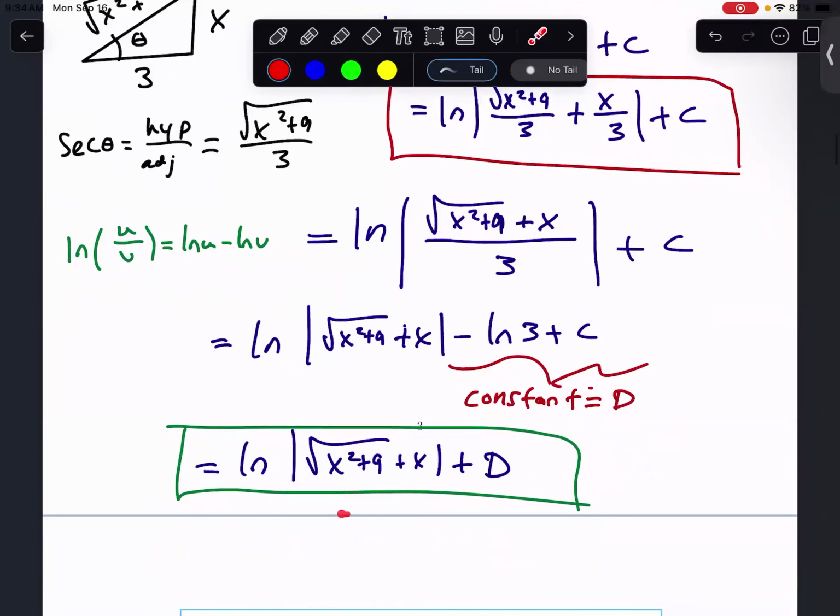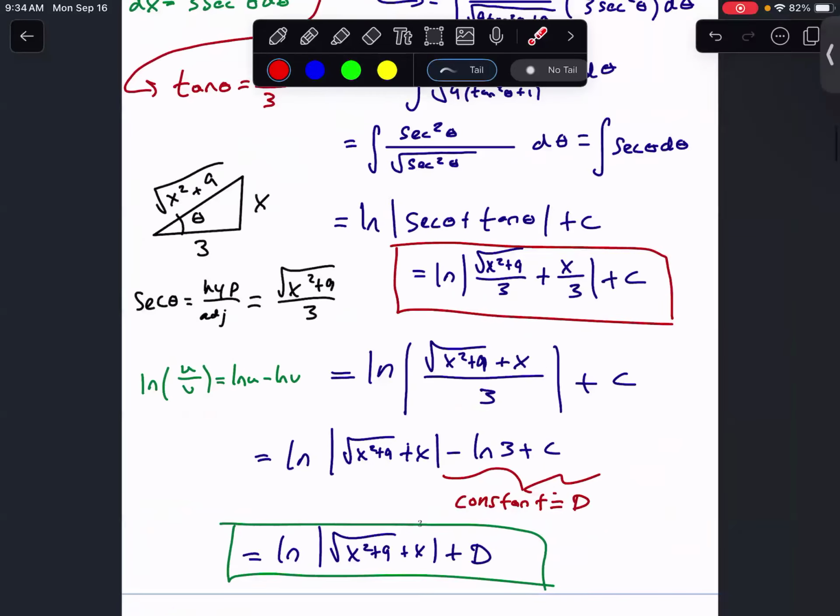If you have difficulty with this, just email me, and I can help you out. Okay, any questions about this example?